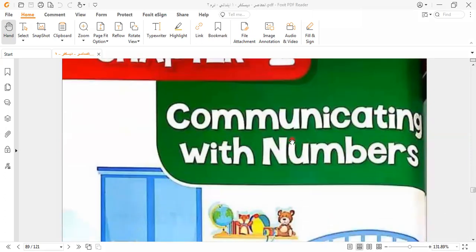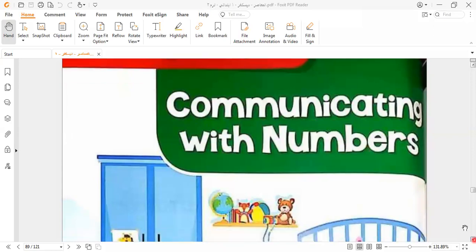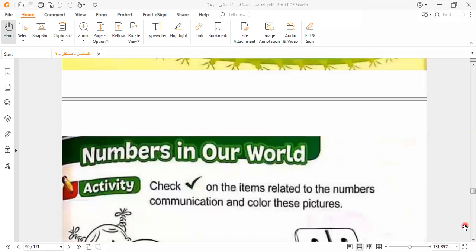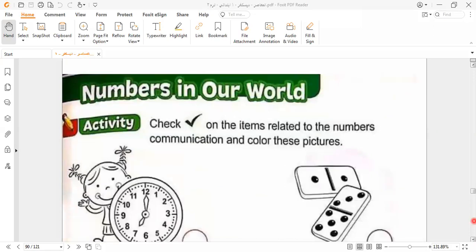In this chapter, we are talking about communicating with numbers. Can you guess with me things that we use in our life using numbers? We are using numbers when we are counting money, when we are telling the clock, and when we are weighing something on the scale.